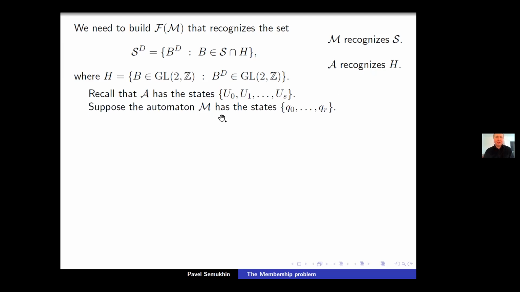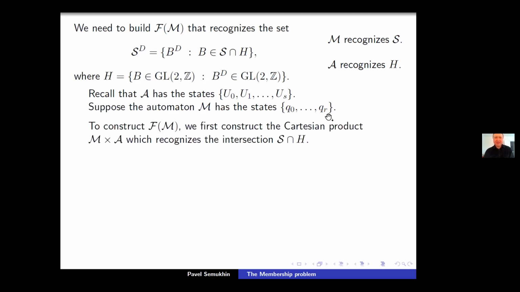And suppose that the automaton M for the semigroup S has the states Q0 to QR. And first, we want to construct an automaton for this intersection between S and H. And for that, we use the usual construction. So we take the Cartesian product between these two automata, M and A, and define the final states in such a way that it recognizes this intersection of these two sets.